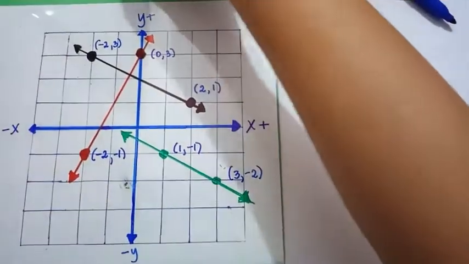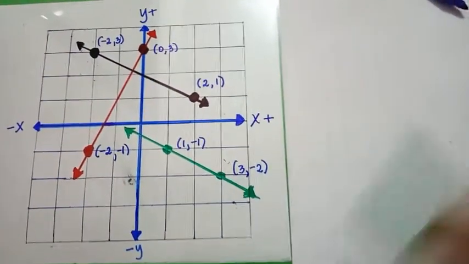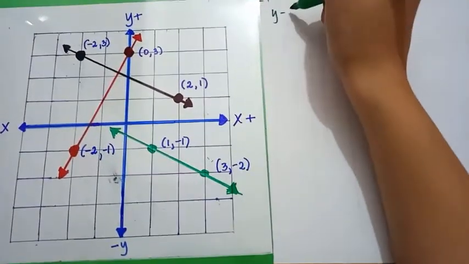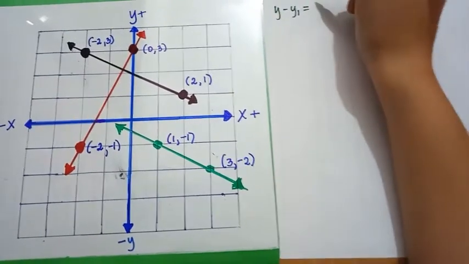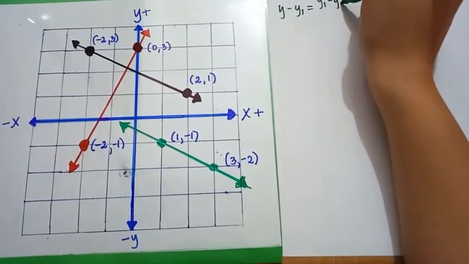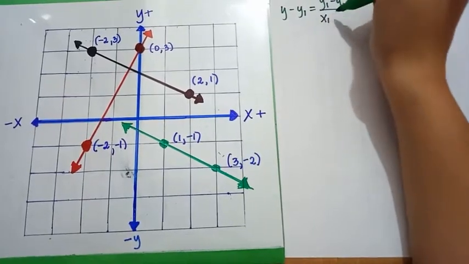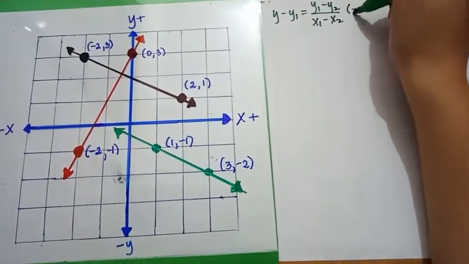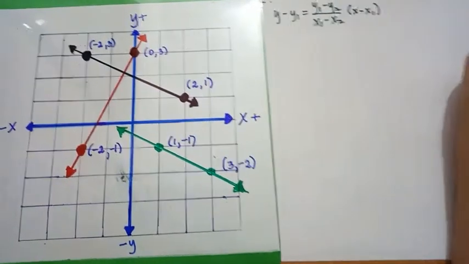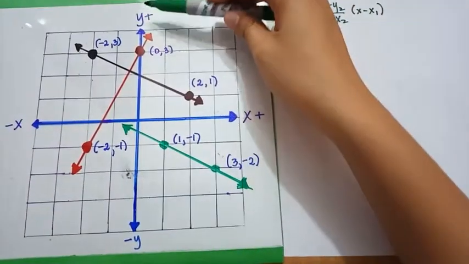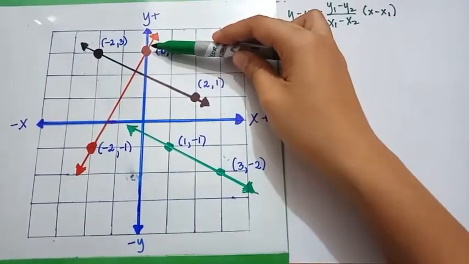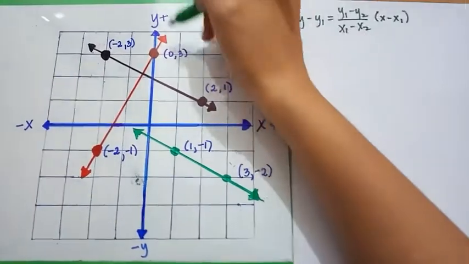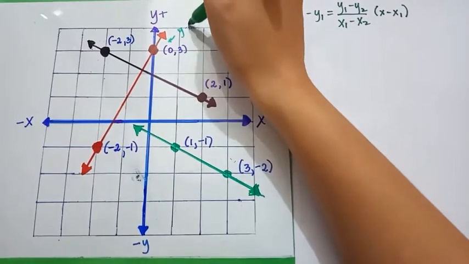Again, pag sinabing 2-point form, yan yung y minus y sub 1 equals y sub 1 minus y sub 2 over x sub 1 minus x sub 2 times x minus x sub 1. Pero, kung mapapansin nyo, meron tayong specified point na nasa y-axis. At ito naman yung tinatawag nating y-intercept.